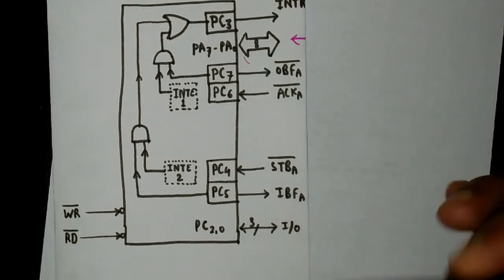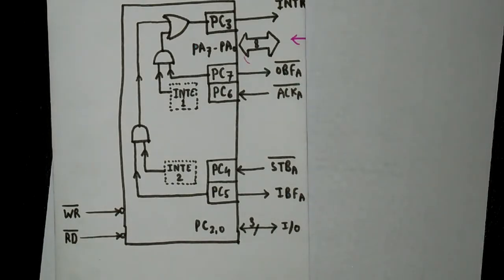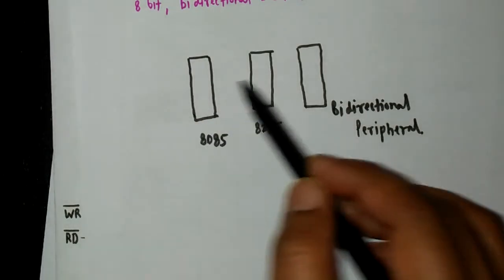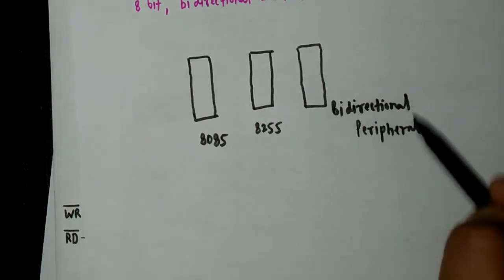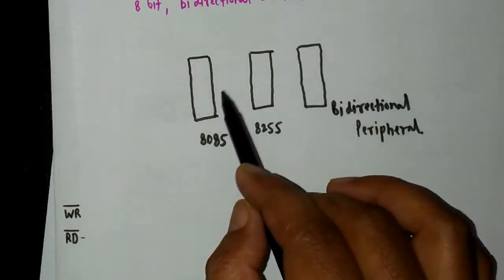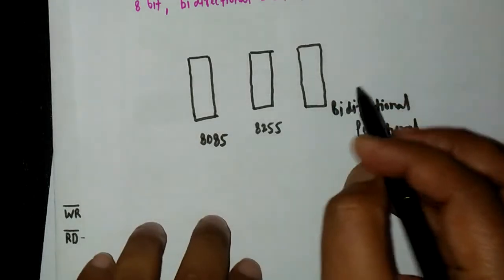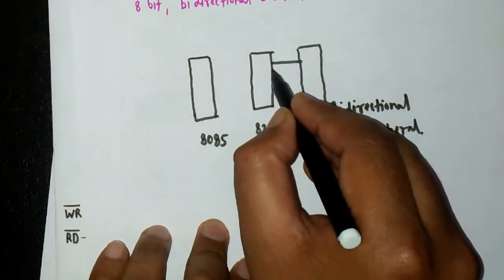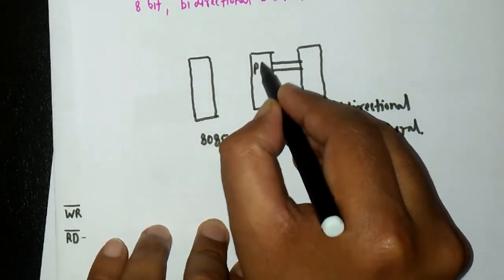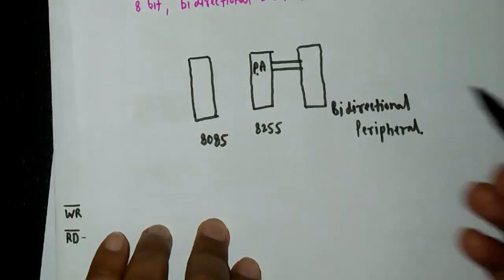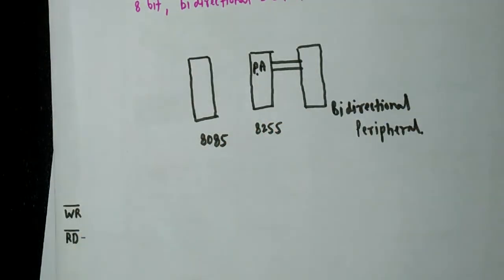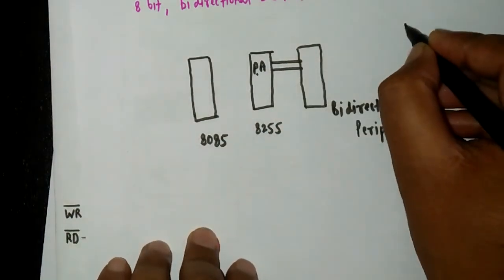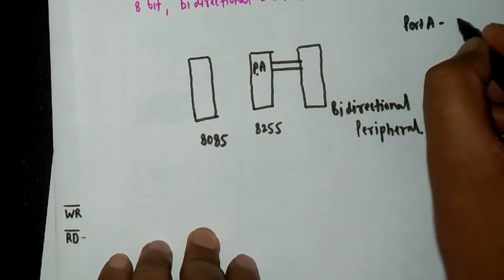Now we are going to see how the communication will take place. So I have shown three blocks here. One is the 8085 microprocessor itself, second is the 8255, and third is a bidirectional peripheral. That means this device is able to transmit as well as receive the data. Okay, and in order to either transmit or receive, this will be connected to port A of the 8255 through the peripheral bus. Okay, so now we are going to understand first of all when port A will be used as input port.